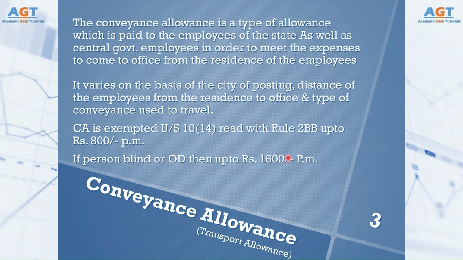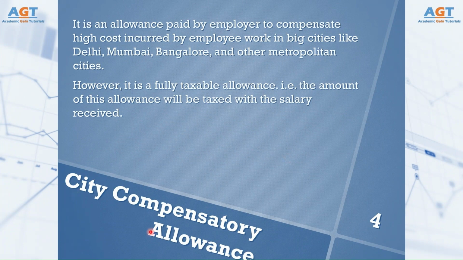Number 4. City Compensatory Allowance, CCA. CCA compensates employees for the higher cost of living in major metropolitan cities, such as Delhi, Mumbai, or Bangalore. It is fully taxable and helps offset the increased expenses associated with urban living.